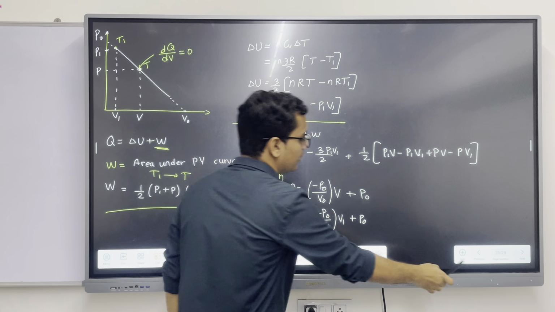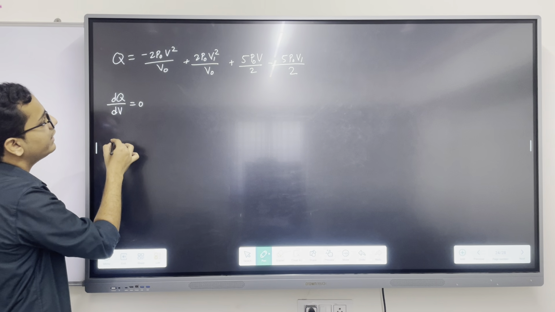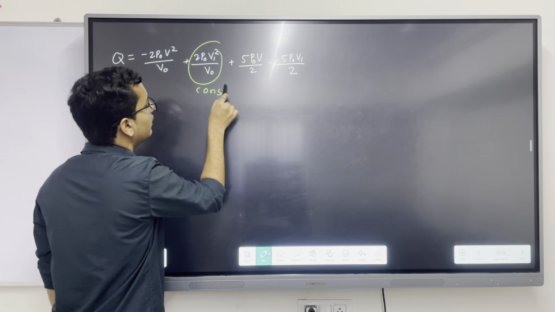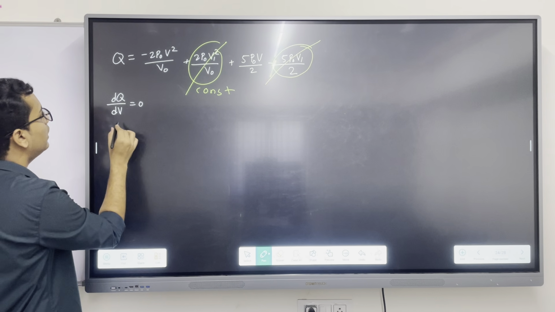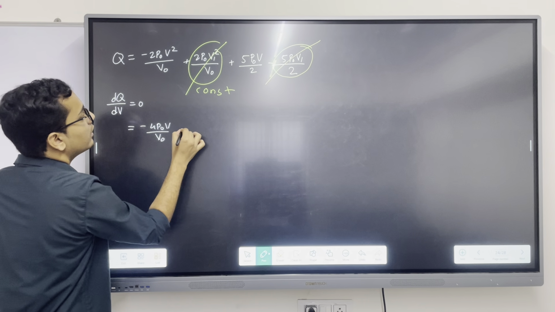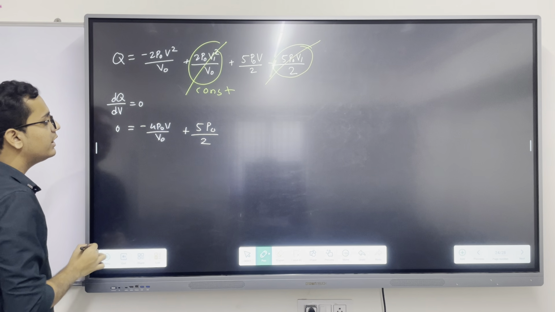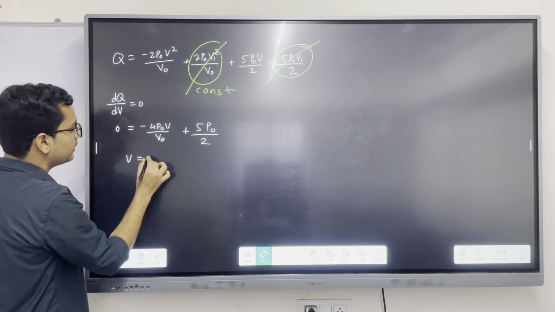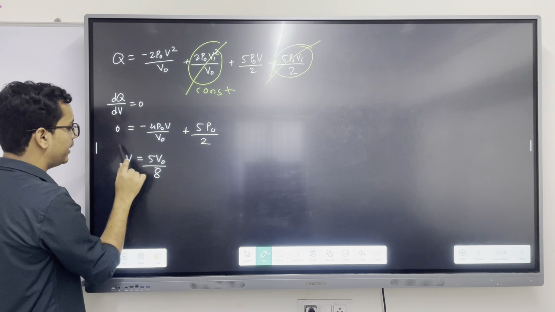If you substitute the value, you are going to get something like this, and then make dQ by dV 0. You can clear this thing. This one is constant, and this thing is also constant. So by differentiating, both of them are zero. Differentiate this thing. Minus 4 P naught V by V naught plus 5 P naught by 2, that should be equal to 0. So P naught is also cancelled. I'm getting V is equal to 5 V naught by 8 from here.